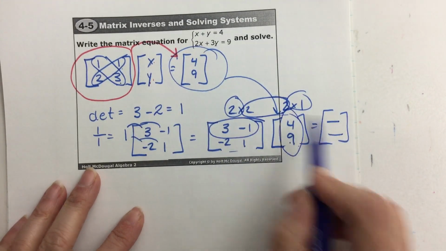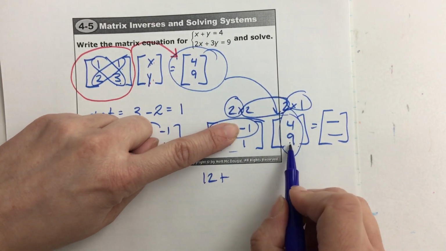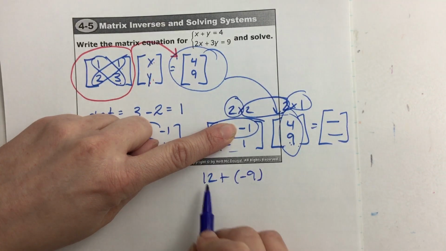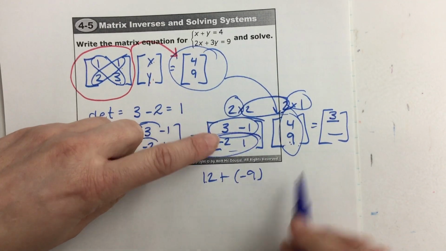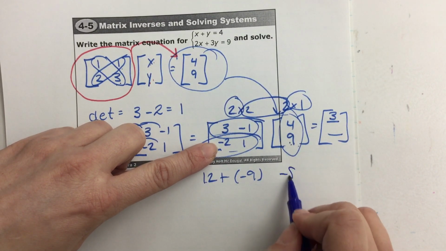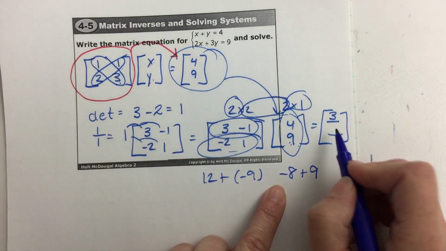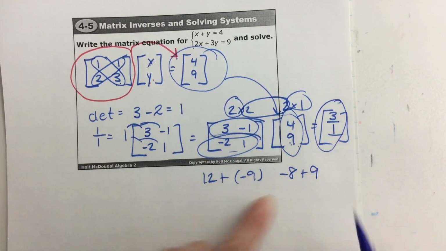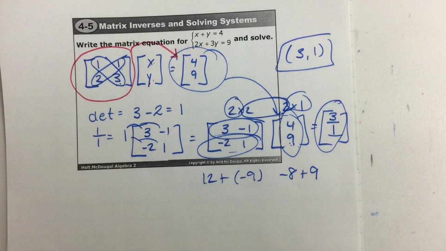So let's go ahead and solve it. 3 times 4 is 12, plus negative 1 times 9 is negative 9. 12 plus a negative 9 is 3. Go to the second row, back to that column. Negative 2 times 4 is negative 8, plus 1 times 9 is 9. Negative 8 plus 9 is 1. So you guys, this is your solution. Your x is a 3, your y is a 1, and you are done.